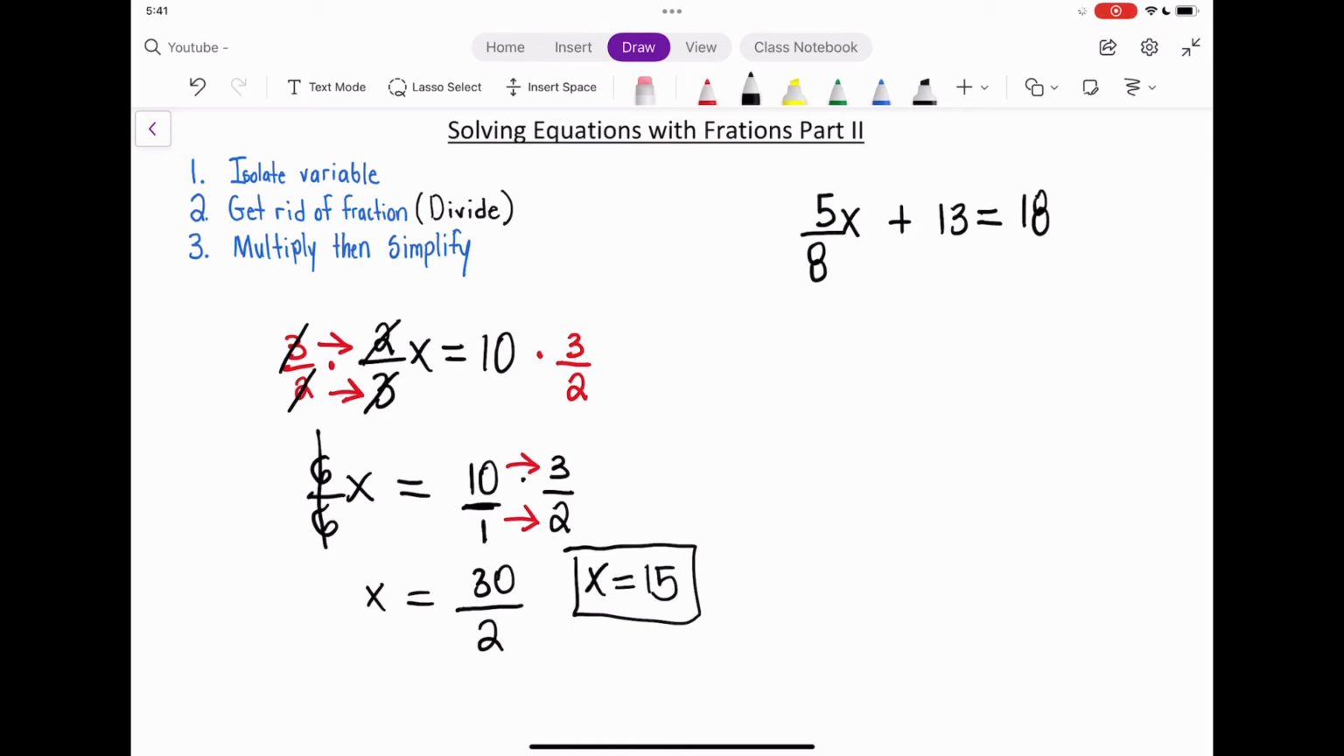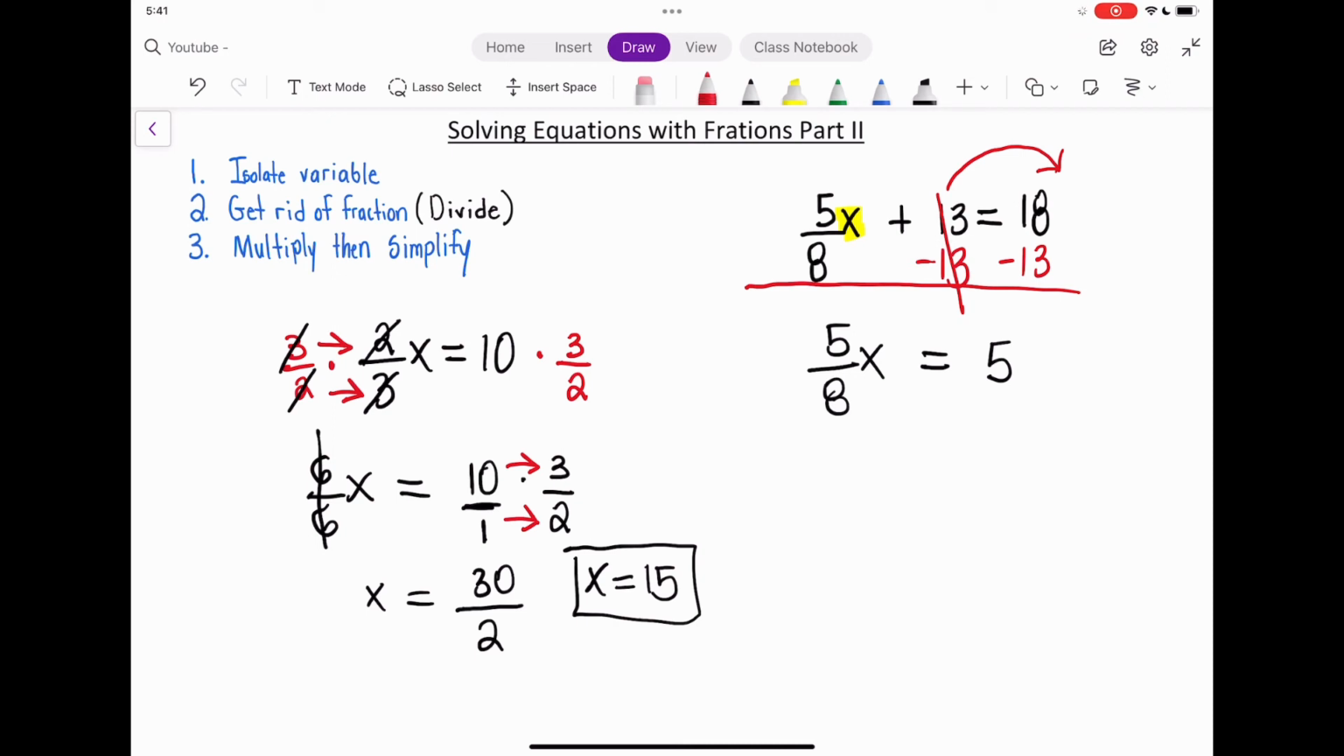So to isolate our variable, right, we're going to want to move 13 to the other side. So because it's positive, I'm going to subtract it, right? So the 13 will cancel out, and we'll subtract it on the opposite side of the equal sign as well. So now I have 5 over 8x is equal to 5. Now, we got the variable by itself, so let's get rid of our fraction.